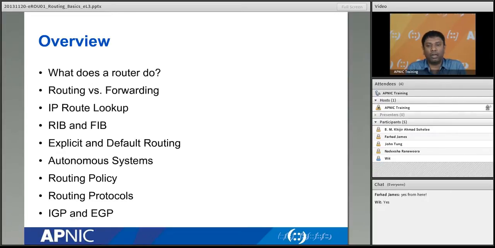Then we'll cover a little bit of routing policy: what it means by routing policy and how you can influence those routing policies. Towards the end, we'll explain the routing protocols that we have as an option, and we'll classify them into IGP and EGP classes. Okay, so that is the overview for today. Let's move on.